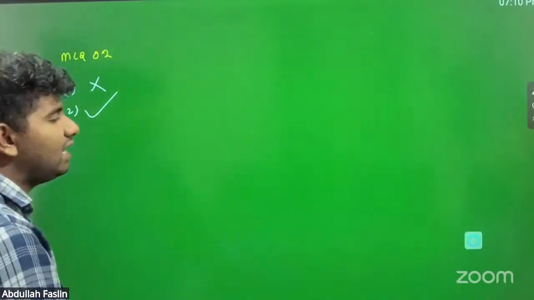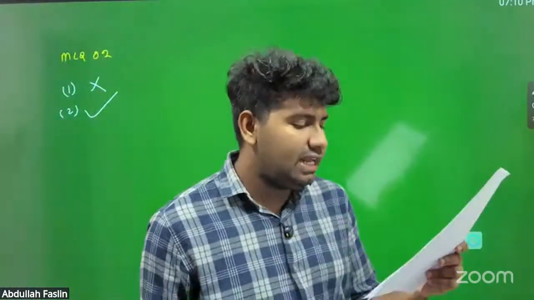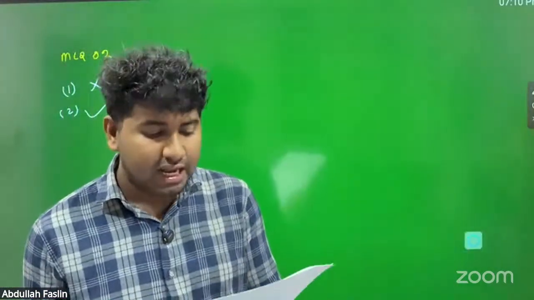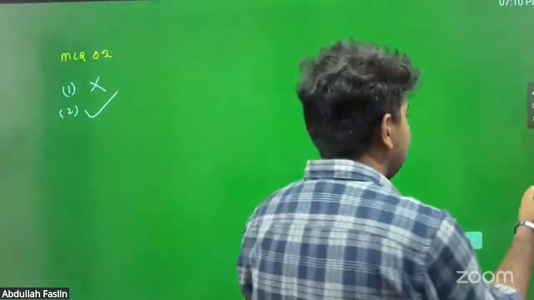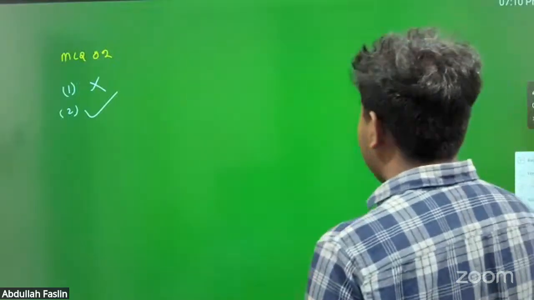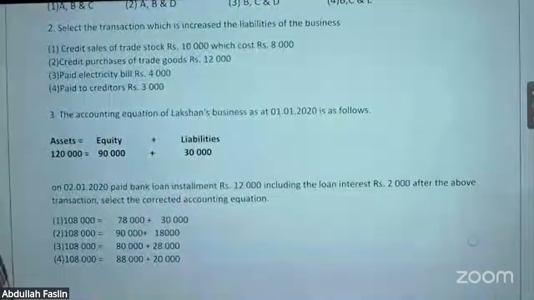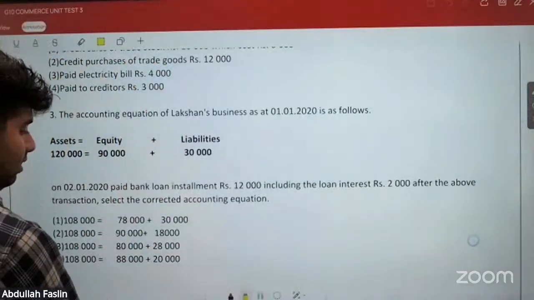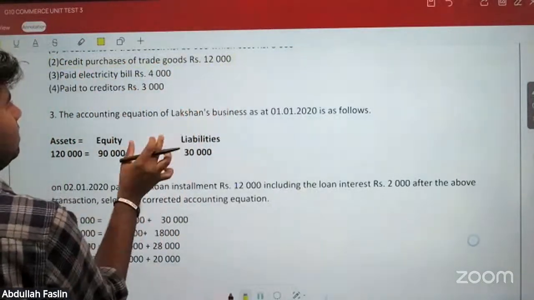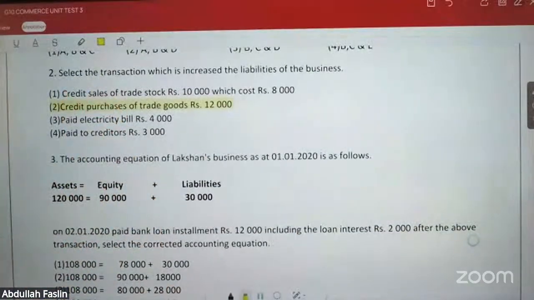That is the situation that increases the liability. Electricity bill paid to creditors, right? Paid to a creditor means it will decrease the liability. Therefore, what is the answer for this question? The answer for this question is answer number 2.